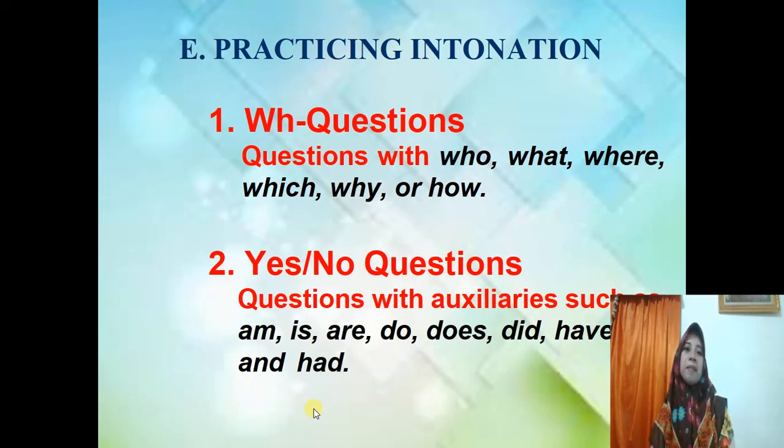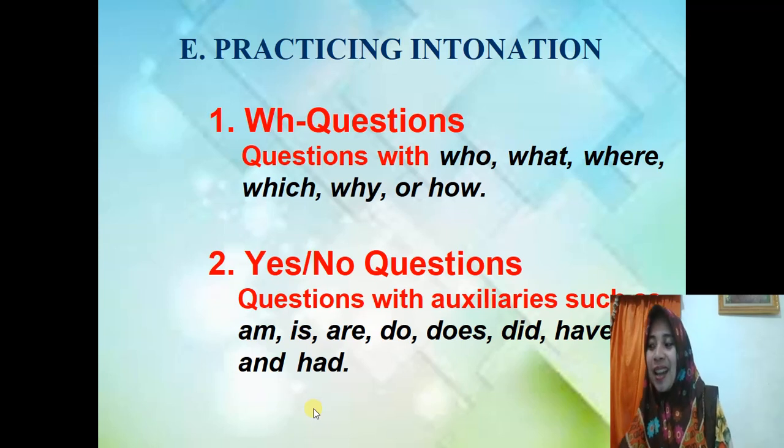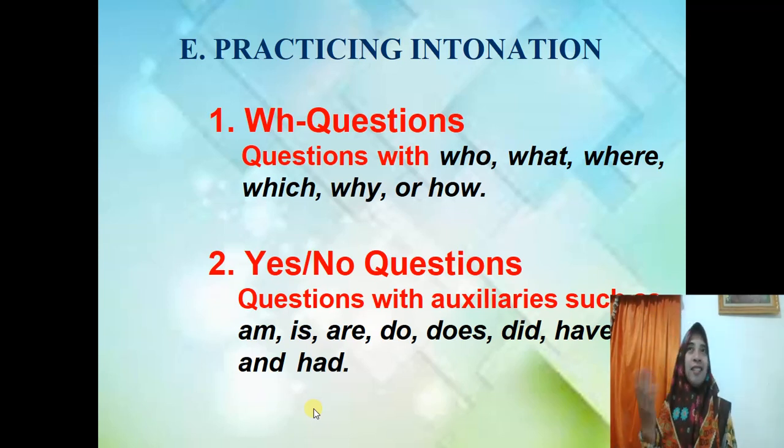Okay, next slide. We still have practicing intonation. Last meeting I explained to you about intonation. Intonation is divided into two: rising intonation and falling intonation.